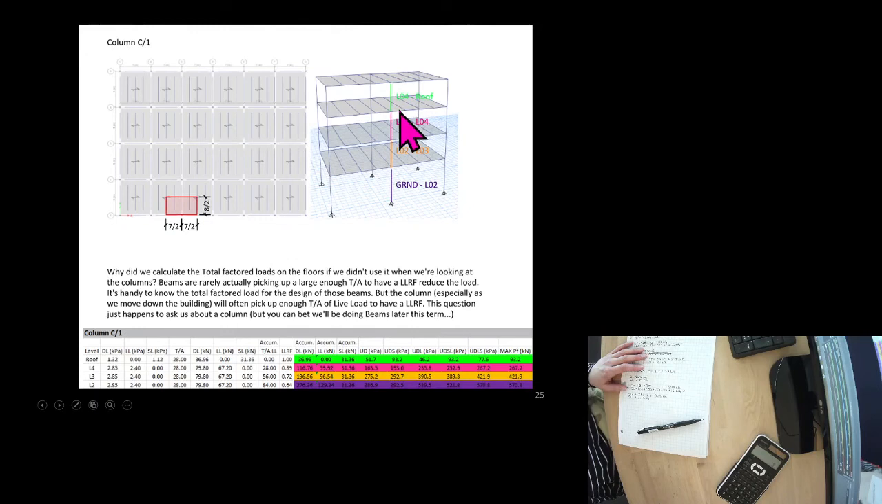The column from level 4 to the roof is only picking up load from the roof, and it's picking up dead and some snow load. But the column from level 3 to level 4 is carrying whatever is on this portion of the column, because it has to get down here to the ground, and it's picking up this portion of this floor. So it is carrying dead and snow from the roof and dead and live from level 4.